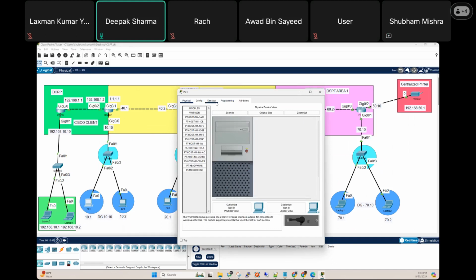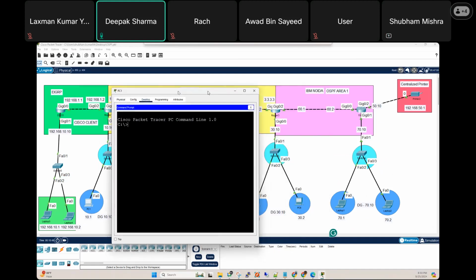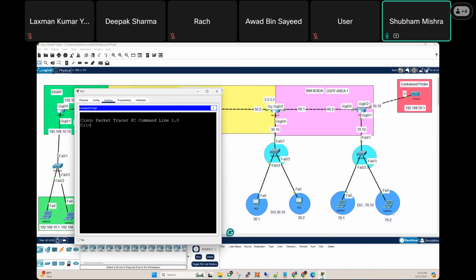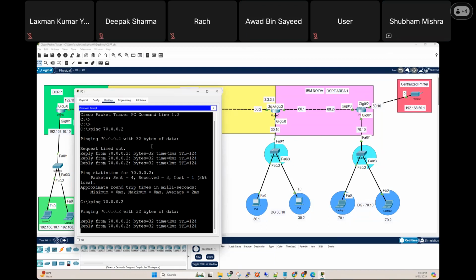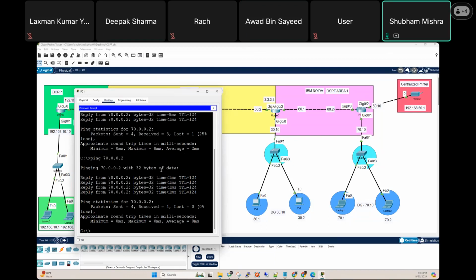Now I am on PC number 1. Can I ping from PC number 1 to this PC? This PC is part of which area? Area number 1. Right now I am writing ping, so we cannot ping. 70.0.0.2. Ping. I am able to ping. Pinged. Getting my point? What is happening here?